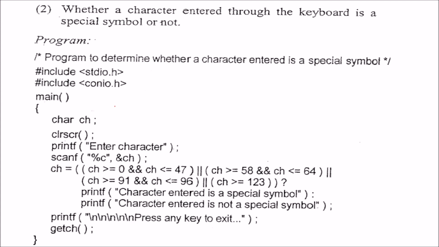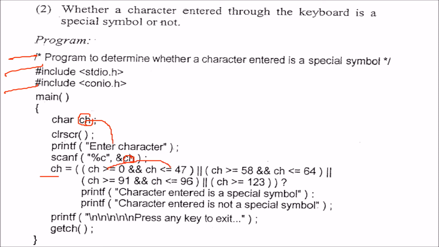Whether a character entered through the keyboard is a special symbol or not. So for special symbols, we have a proper range. How to write that? We know the range. So we will write a comment, include stdio and conio, we'll take a character, enter the character through ch, and we'll check for ch.